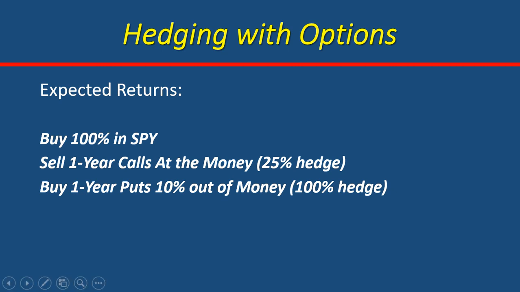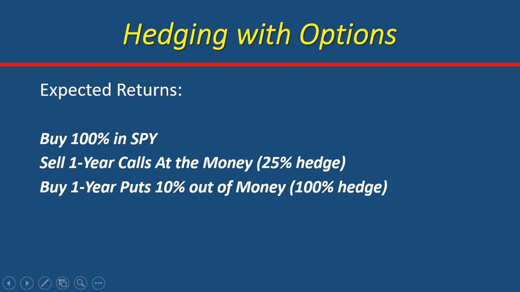Let's say you have 100% in the SPY. SPY is the U.S. stock market. So you have all your money in the U.S. stock market, and then you buy 1-year puts that are 10% out of the money, and you do it at a 100% hedge, which means when you buy these puts, if the S&P falls 10%, you'll lose 10%. But after it loses 10%, you can't lose anything more.